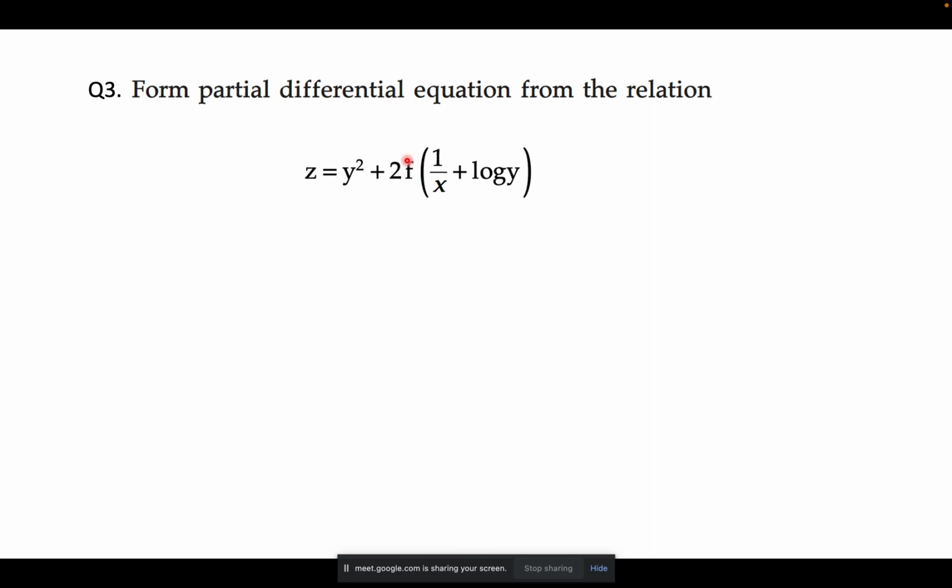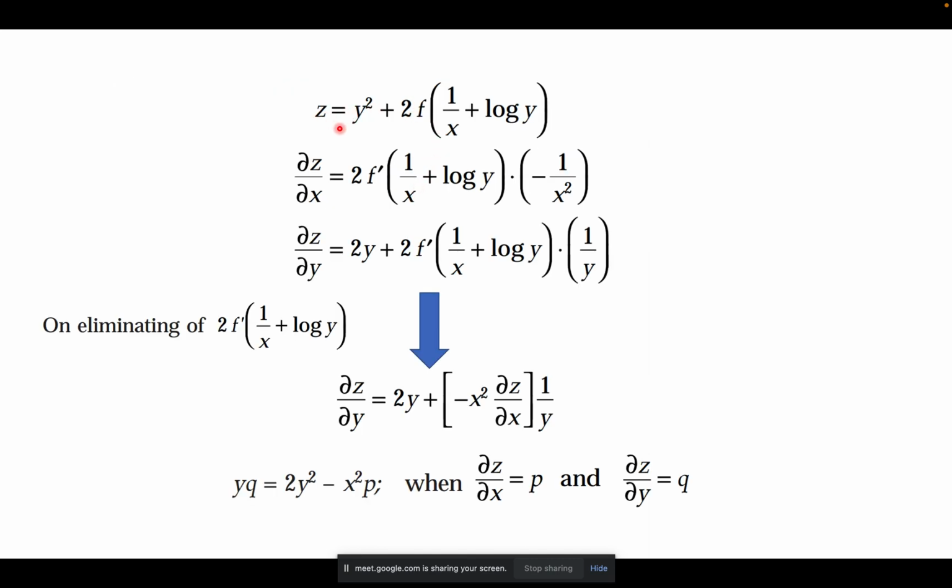What functions? The function given here is f. So we will eliminate this function f, and then we will form the partial differential equation. Okay, let's go through the solution. You have this type of equation, which is z is equal to y square plus 2f of 1 by x plus log y, where f is a function of this quantity. Now you can do the same thing which you did in the arbitrary constant method.